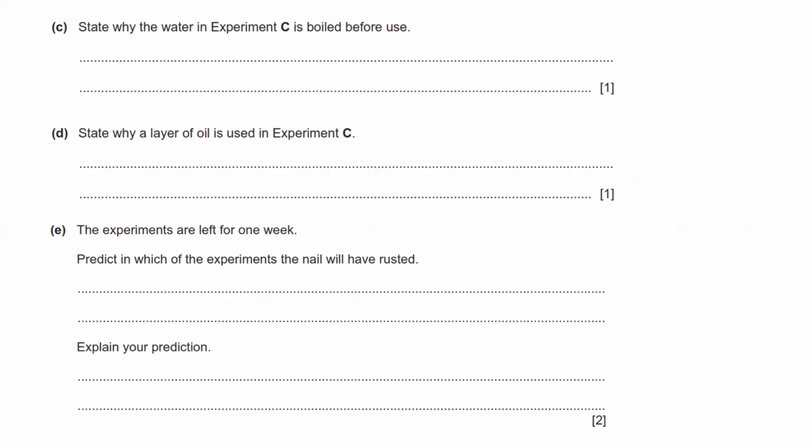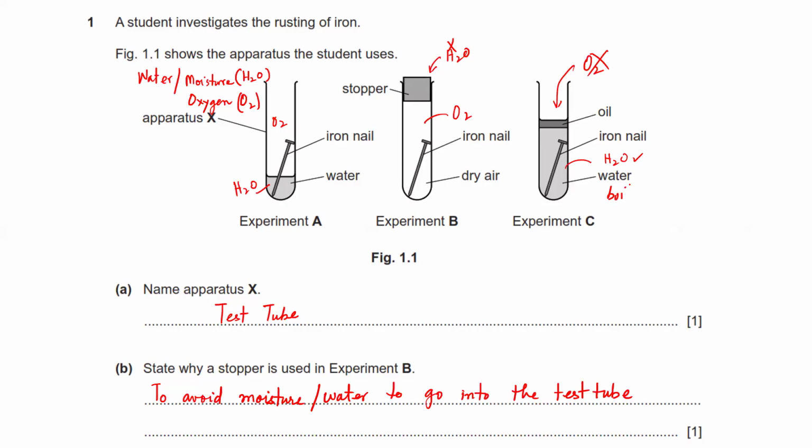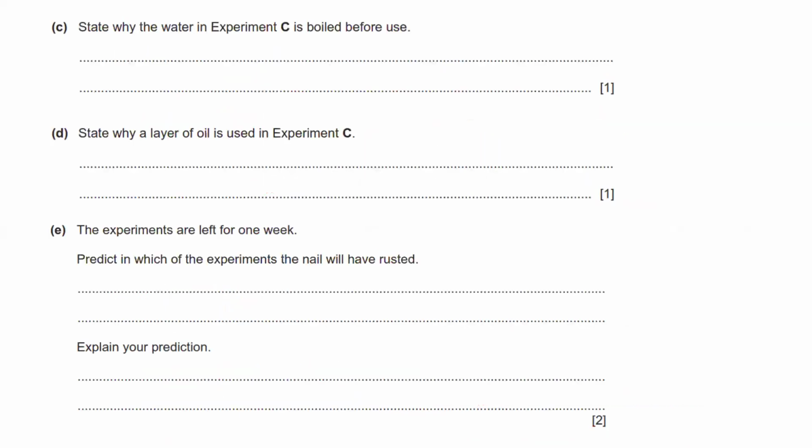Part C, it says state why the water in experiment C is boiled before use. Remember, this is boiled water. When we boil the water, if there is any oxygen present in the water, it evaporates, or goes out of this water, and the water remains as H2O. Or you can say that any trapped oxygen between the water molecules escapes because of the boiling of the water. So basically, it removes trapped oxygen from the water.